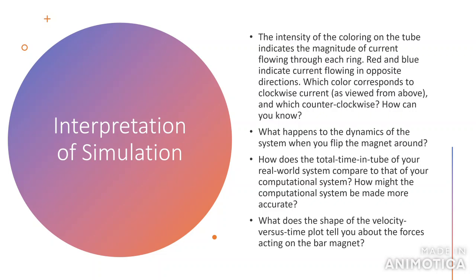The third question is, how does the total time in tube of your real-world system compare to that of your computational system? How might the computational system be made more accurate? The time in the tube is actually very similar to the time I calculated from the experiment. Both are around 0.31 seconds. I do think, however, that the computational model could be made more accurate by taking into account air resistance. The fourth question is, what does the shape of the velocity versus time plot tell you about the forces acting on the magnet? The shape of the velocity versus time plot tells us that the force acting on the magnet increases with the velocity of the magnet.